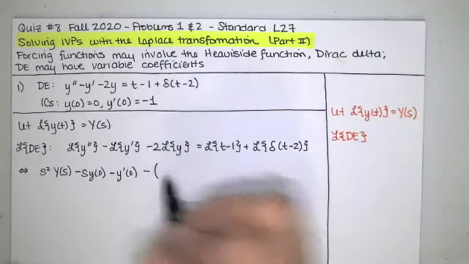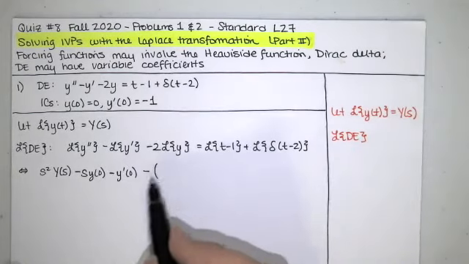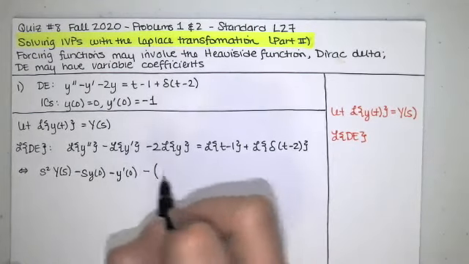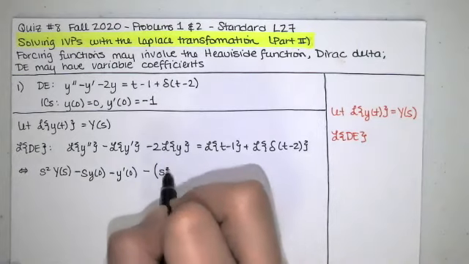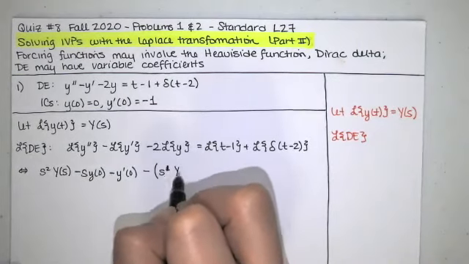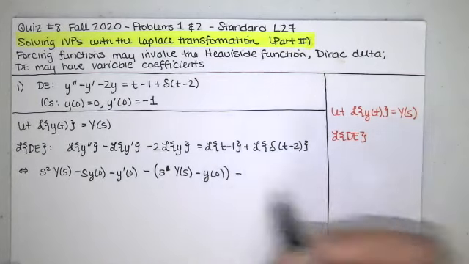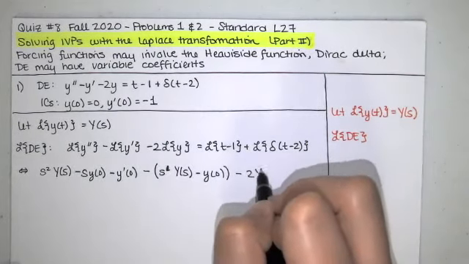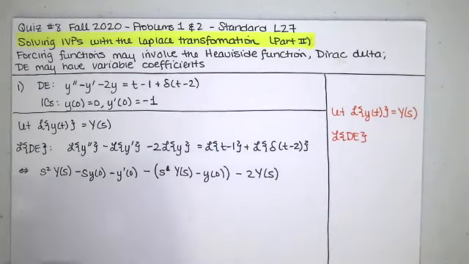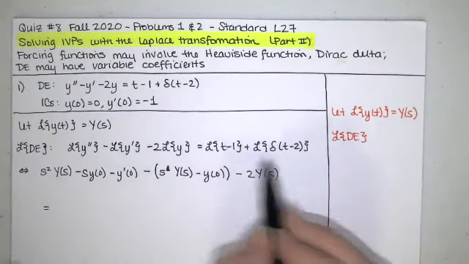And then we're subtracting the Laplace transform of y prime. Don't forget your parentheses there. The Laplace transform of y prime has two terms. That's s to the first times Y of s minus little y at 0. Then we're subtracting 2 times the Laplace transform of y. And that is equal to the right-hand side.